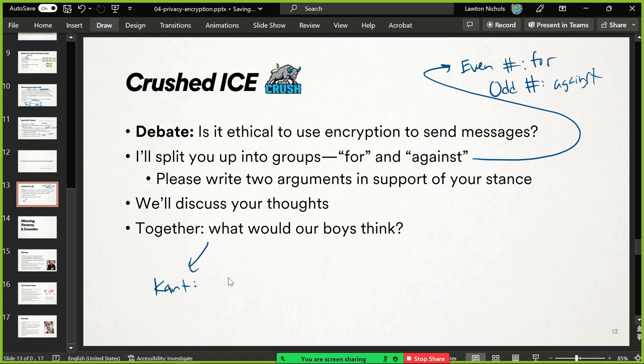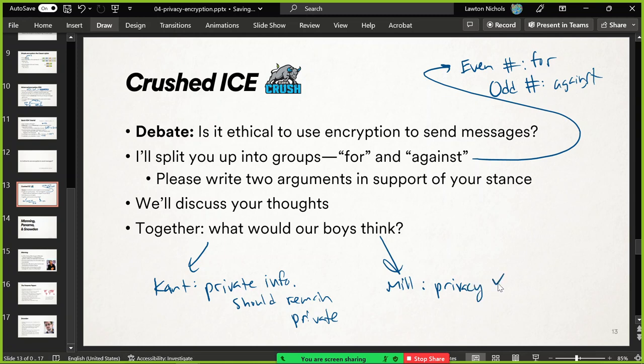Kant would be for privacy. Like private info should remain private. He was for individual rights. And then I think Kant would be for encryption. And then Mill, you could argue either way, right? You could say privacy is great and that everybody deserves it. And so we should have encryption.